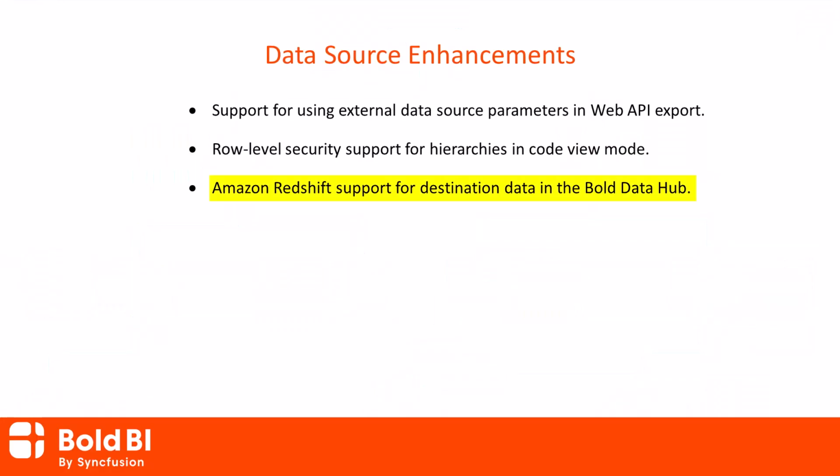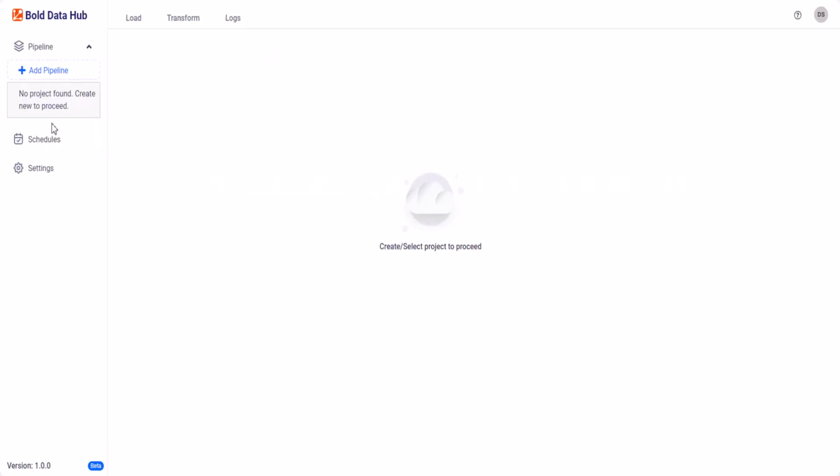Last, we have provided Amazon Redshift support for destination data in the Bold Data Hub. This feature enables Amazon Redshift to be used as a destination for data processing and storage. With this support, users can easily transfer data from the Bold Data Hub to Amazon Redshift, taking advantage of Redshift's scalability, performance, and analytics capabilities. Here's an example to show you how to configure and use this feature.